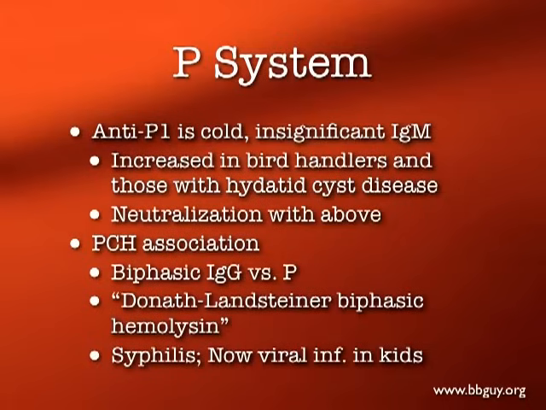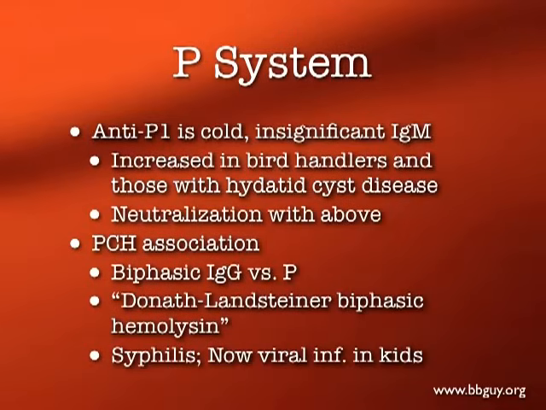There is another association with the P blood group system that you should know about, and that's the association with paroxysmal cold hemoglobinuria, or PCH. PCH is a biphasic IgG that reacts against P antigens, and that biphasic IgG is known as the Donath-Landsteiner biphasic hemolysin. Basically what happens is that IgG binds to red cells at cold temperatures, and when the red cells are warmed, the red cells are hemolyzed, and obviously the antibody dissociates. That's why it's biphasic. It used to be seen in association with syphilis, and now it's seen commonly in association with viral infections in children.